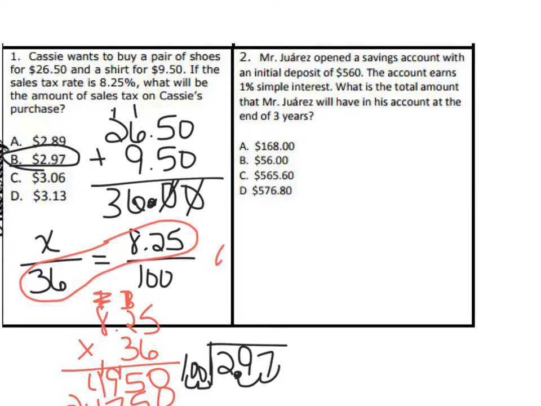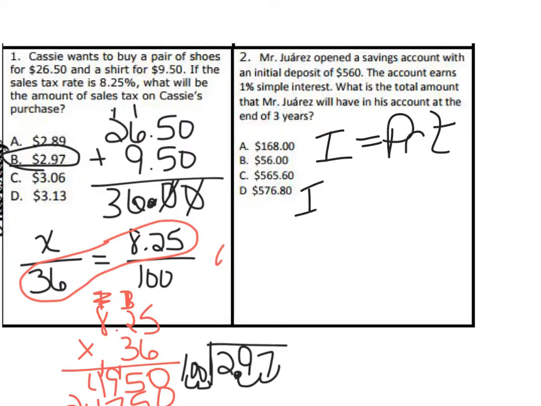Okay, number 2. Mr. Juarez opened a savings account with an initial deposit of $560. The amount earns 1% simple interest. What is the total amount that Mr. Juarez will have in his account at the end of 3 years? And this is simple interest. So simple interest is in your reference chart, and the formula is interest is equal to principal times rate times time.